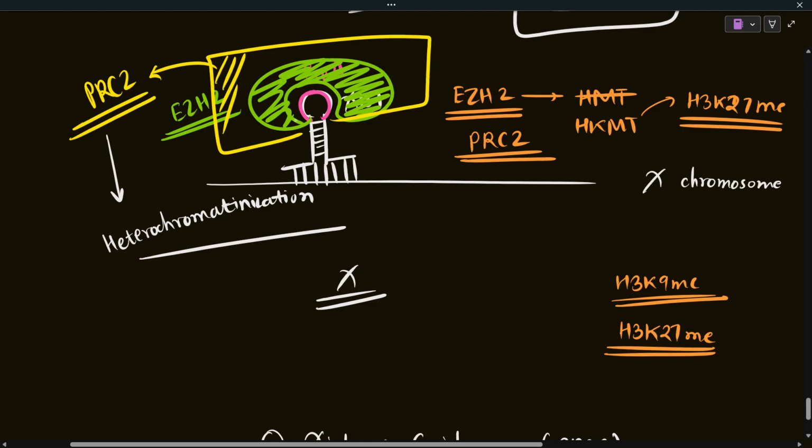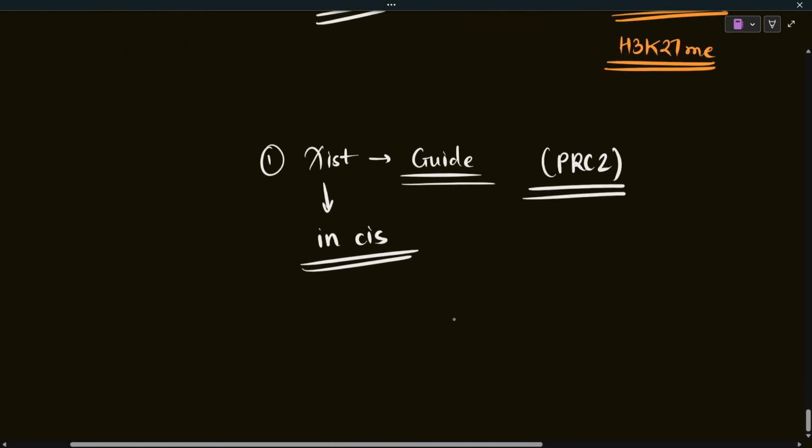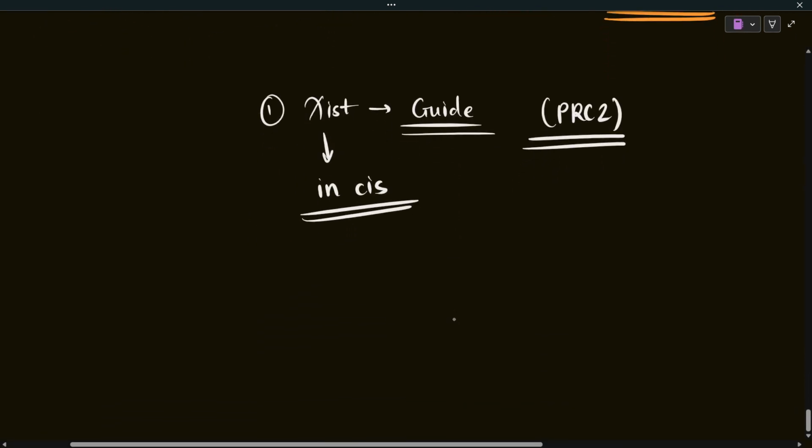So now this XIST RNA is acting like a guide for the PRC2 complex. The PRC2 complex is the chromatin remodeling complex here, so it is going to change the chromatin architecture. The long non-coding RNA XIST is acting as a guide for the PRC2 complex, and we know that PRC2 has EZH2, which is going to do the methylation of histone.